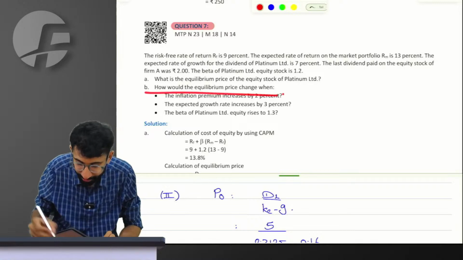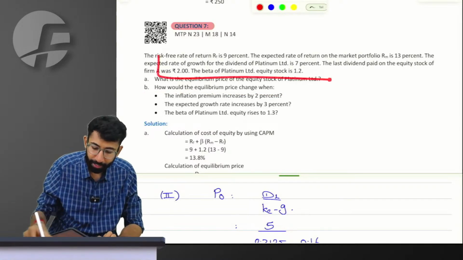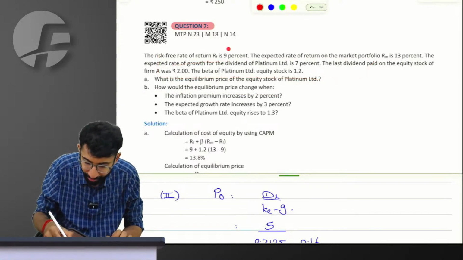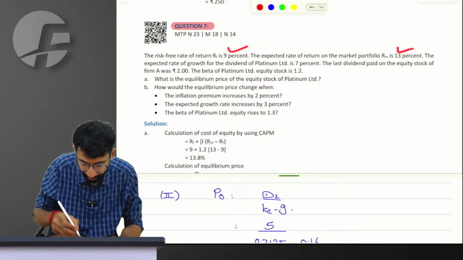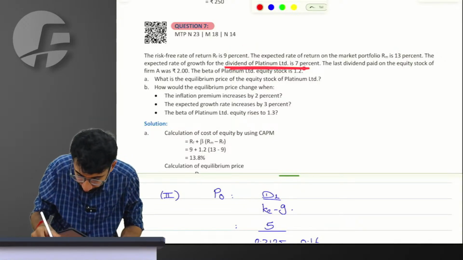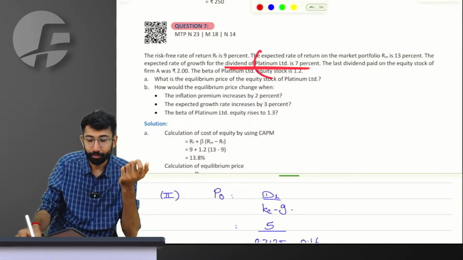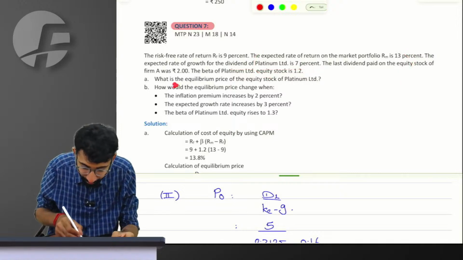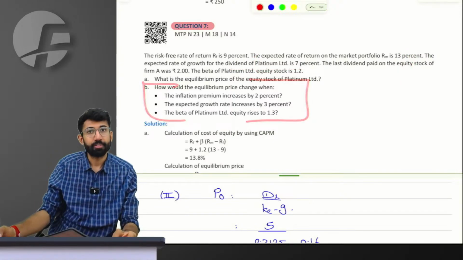Sir, the second part is again important. In the first part, they have given certain information that if this is RF, if this is RM, if the growth rate is this, they have given the information. But in the second part, they are changing that information.